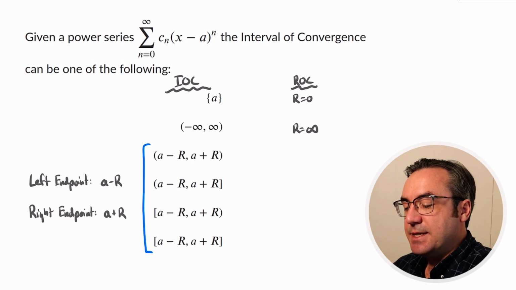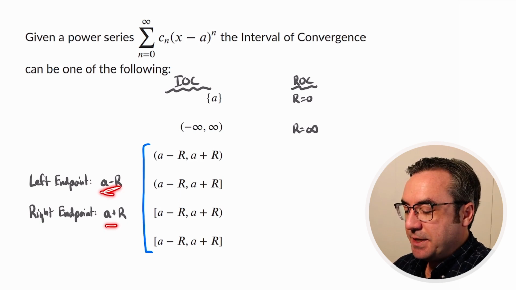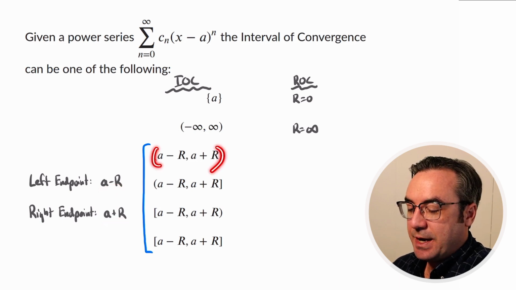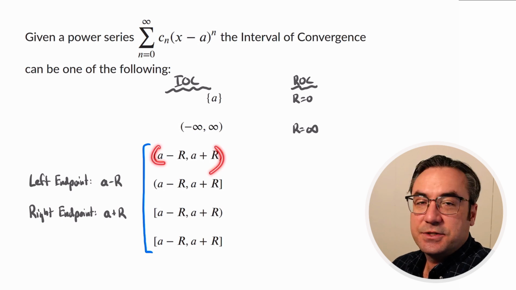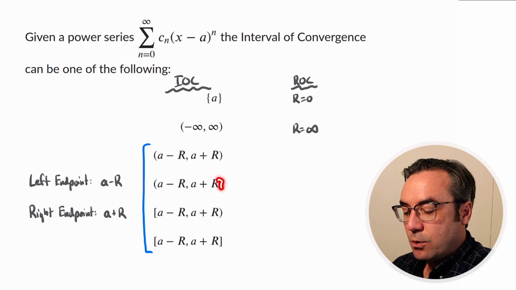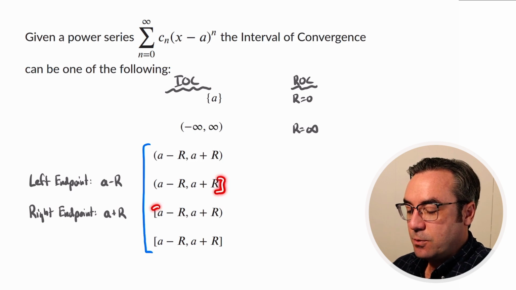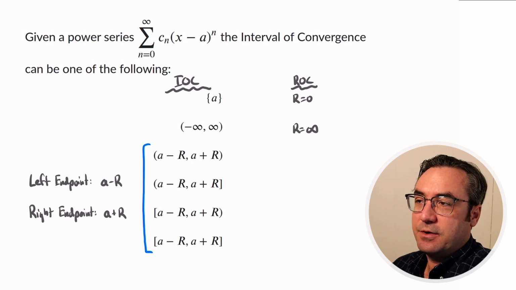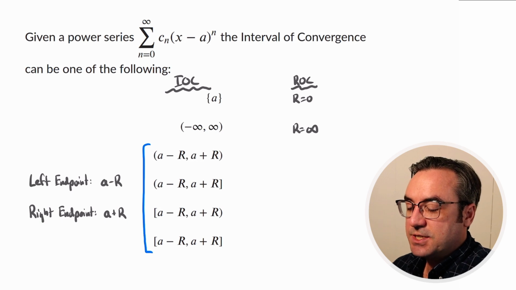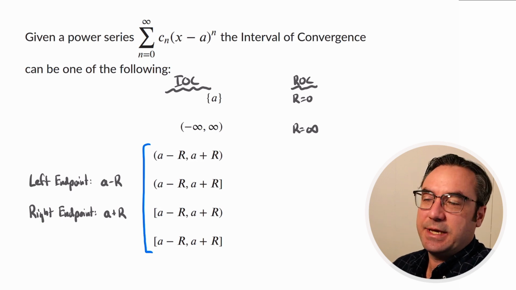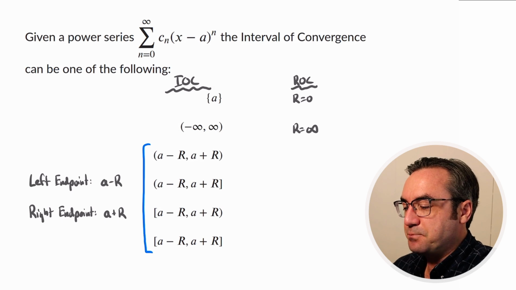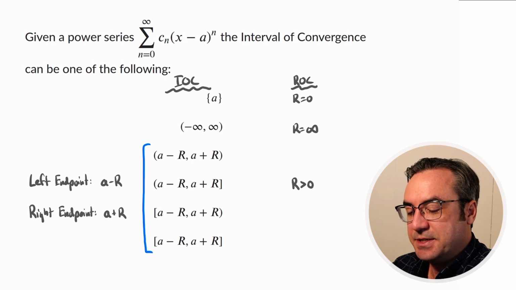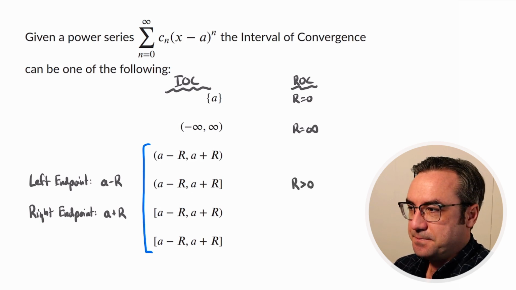And what happens is these endpoints, we kind of have to check, because you can have the case where neither endpoint is going to be included in our interval, or only one endpoint or the other endpoint is going to be included, or maybe both endpoints are going to be included in our interval. So the endpoints are something we have to check kind of separately from a lot of our calculations. So these are examples when your R value is positive but finite.